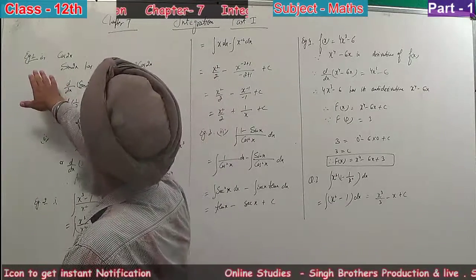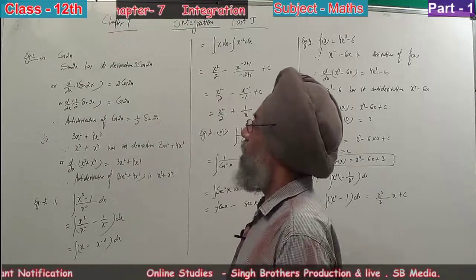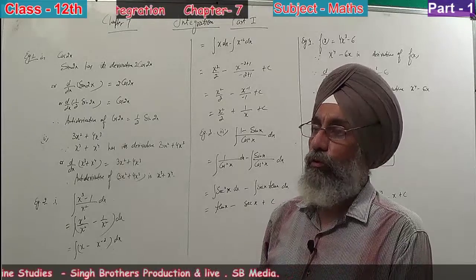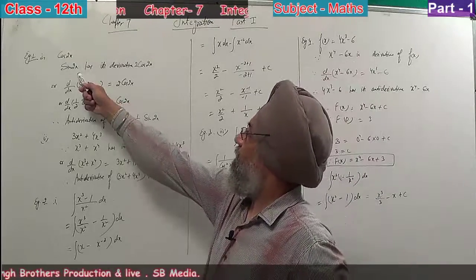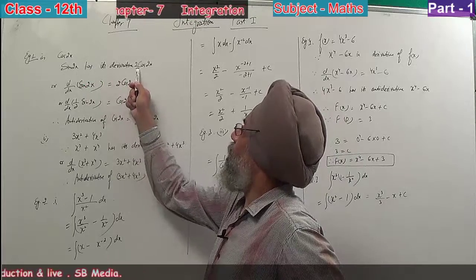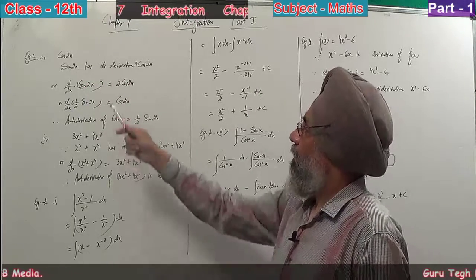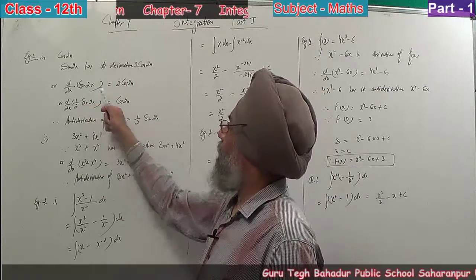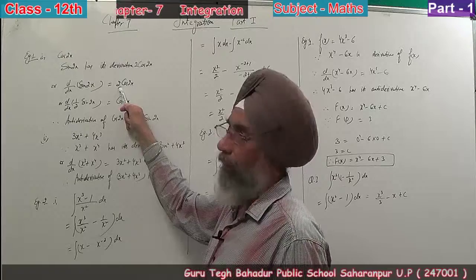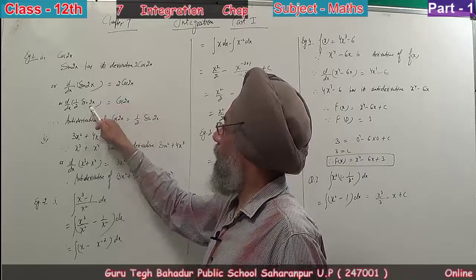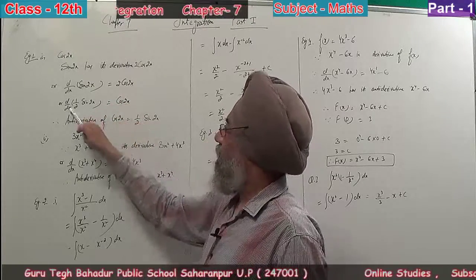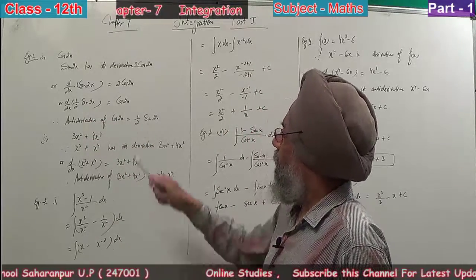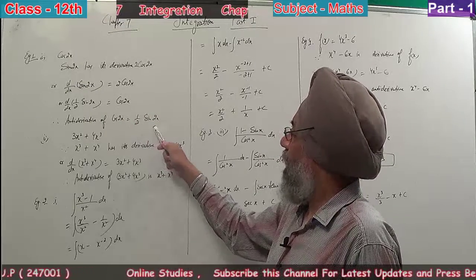Now, we discuss the questions. Example 1, part 1. Given cos 2x, we have to find its antiderivative. We know that the derivative of sin 2x is 2 cos 2x, that is, differentiation of sin 2x is cos 2x into 2. Dividing both sides by 2, it becomes half of sin 2x. So, differentiation of half of sin 2x is cos 2x. So, you can say the antiderivative of cos 2x is half sin 2x.